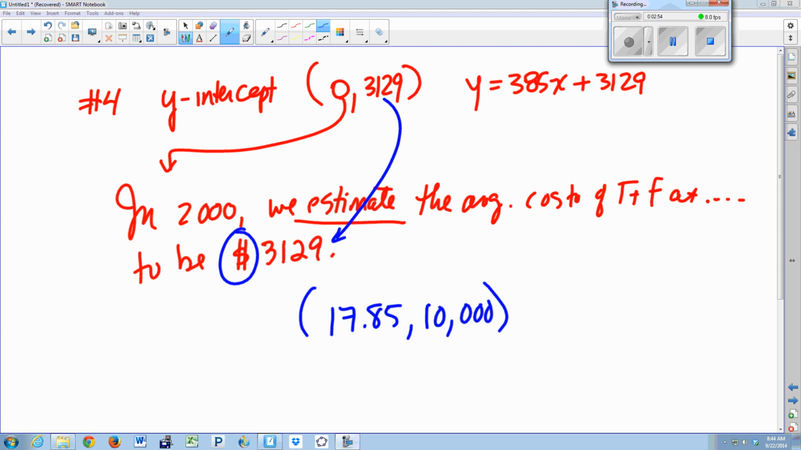So here you could have said, well, we're thinking that in the year somewhere between 2017 and 2018, we're predicting that the cost for tuition and fees at 4-year, the average cost of tuition and fees will be blah, blah, blah. Okay, so it's pretty critical that you represent not only the units, but somewhere in your sentence you see the values of both of your coordinates. Okay.